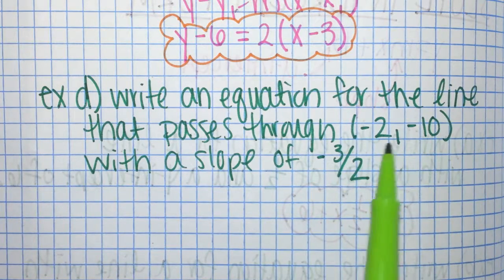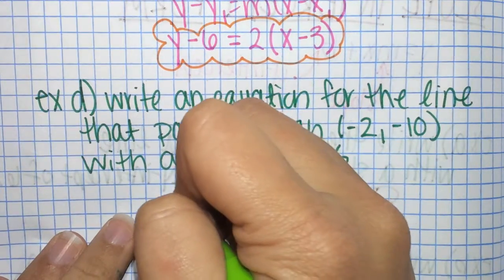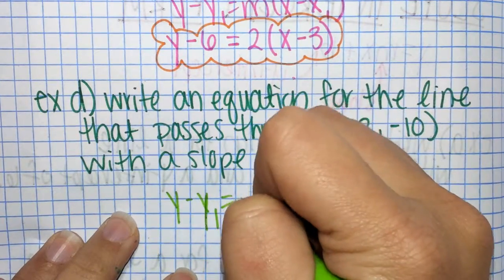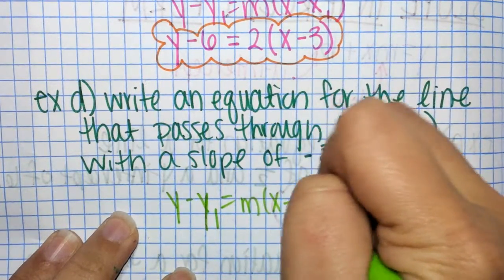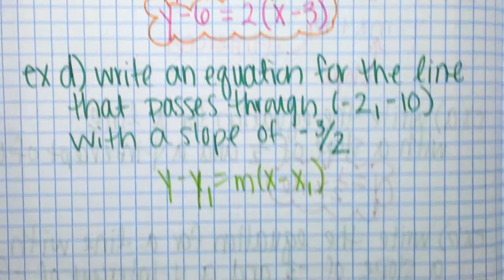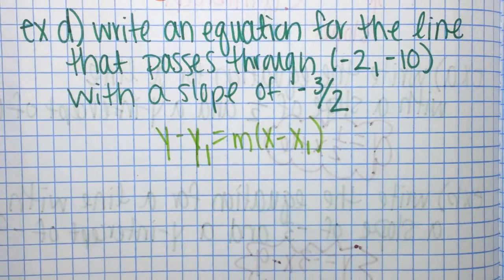Did they give us a point and a slope or the slope and the y-intercept? So what form are we going to use? We're going to say y minus y1 equals m times x minus x1.